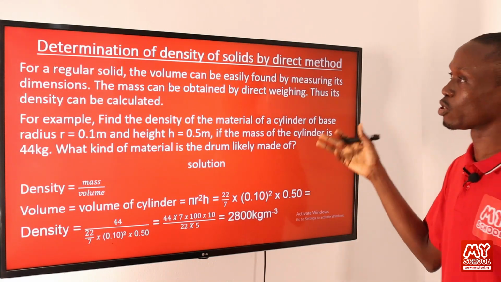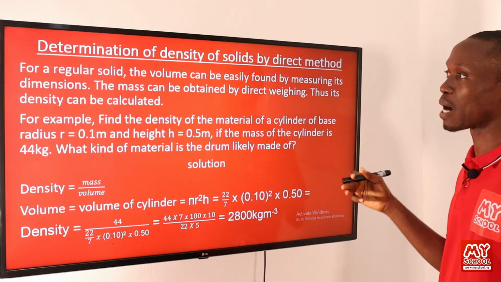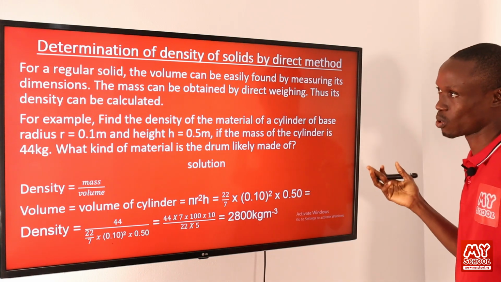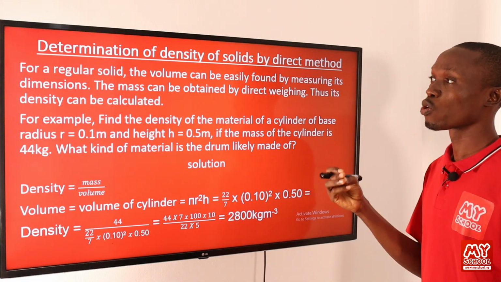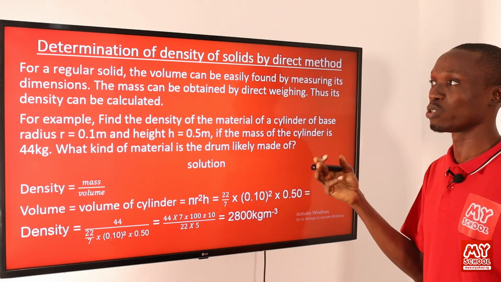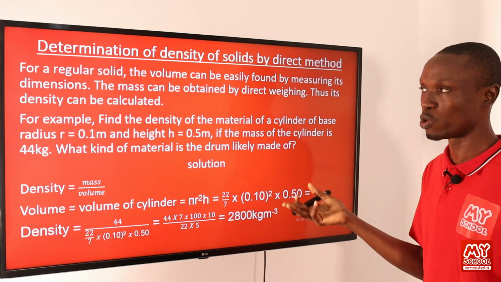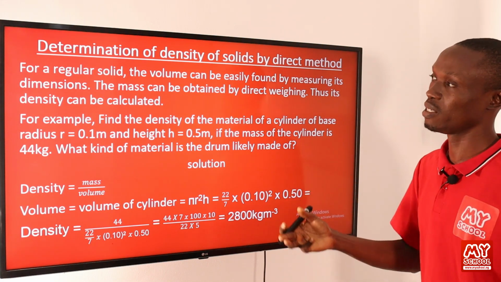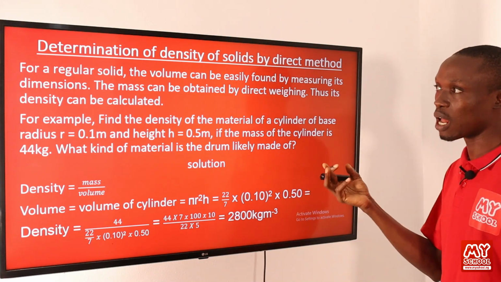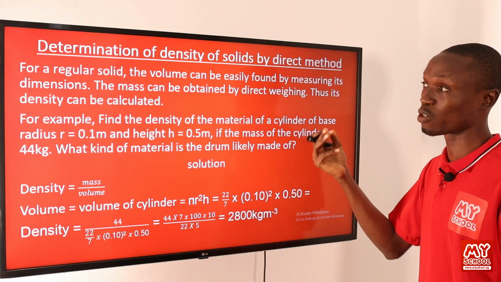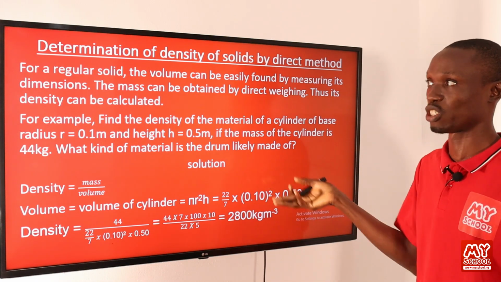So here we are going to be discussing how to determine the density of a solid by the direct method. Now, for a regular solid, when we say regular solid, we mean those solids that we can give a name to their shape. For example, if we talk about a block of wood, we can say that the block of wood is in the form of a cube. That's what we mean by a regular solid. So regular solids are those solids that we can name by shape.